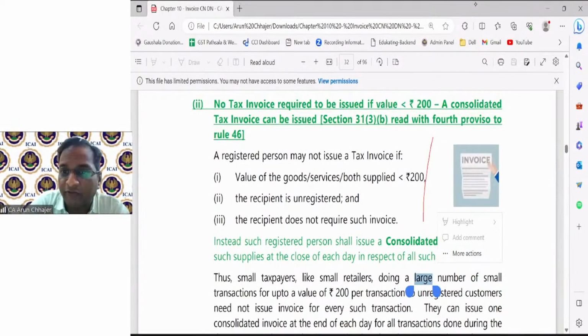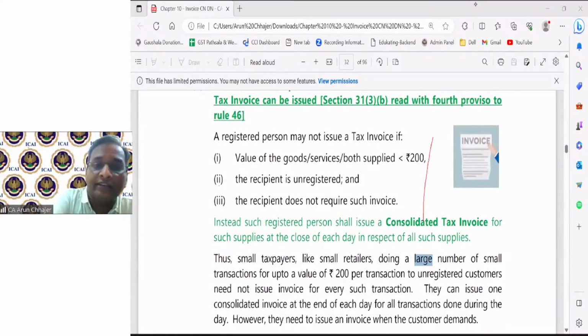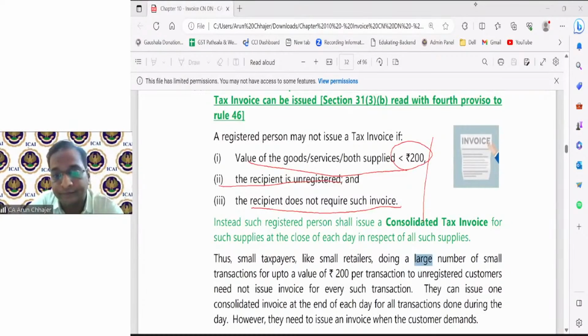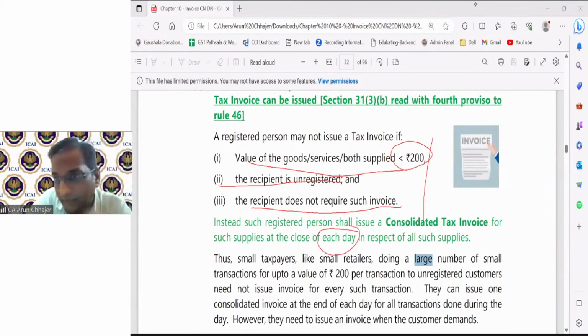Now, no tax invoice is required to be issued if the value is less than rupees 200. A consolidated tax invoice can be made. When can it be made? If the recipient is unregistered, the recipient does not require the invoice, and the value should be less than 200. The consolidation is for each day. What is important? The consolidation will be each day.